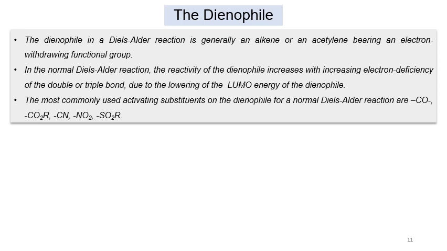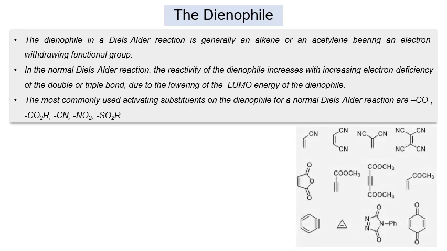Let's look at the dienophile now. The dienophile is usually an alkene or acetylene, as we had mentioned earlier, but more importantly, it is an alkene or acetylene bearing an electron withdrawing functional group. This is a normal Diels Alder reaction. In the normal Diels Alder reaction, the reactivity of this dienophile will increase with increasing electron deficiency of the double or triple bond. What happens because of that? Because of that, the lowering of the LUMO takes place for the dienophile.